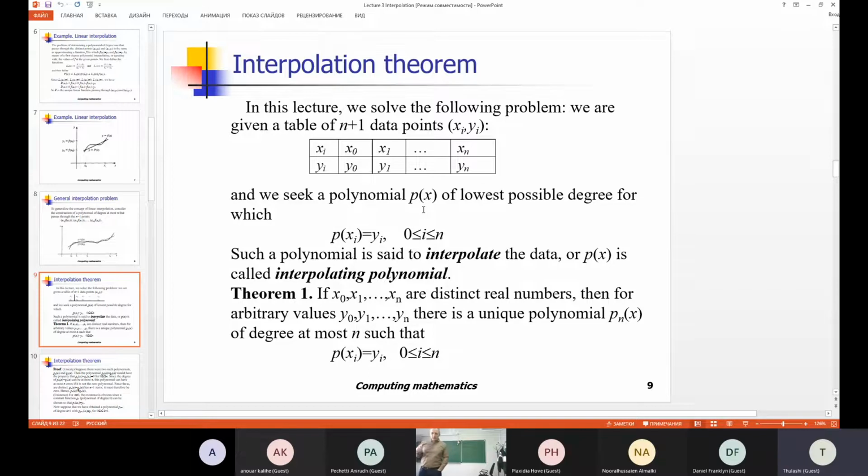And there is a very important theorem, the so-called interpolating theorem, that tells us that if the values x0, x1, and so on, xn are distinct real numbers, there are no equal numbers, all numbers are different, then for any values y0, y1, yn, there exists a unique polynomial p of x of degree at most n, such that p of xi equals yi for all i from 0 to n.